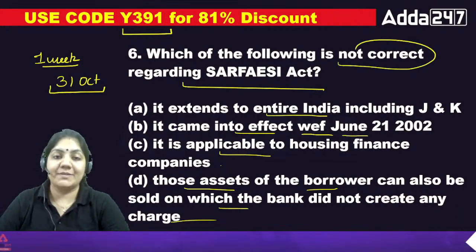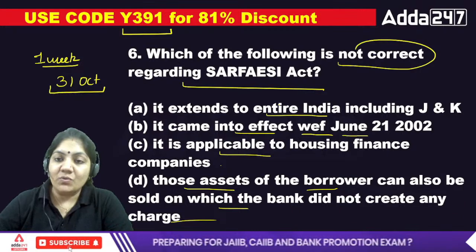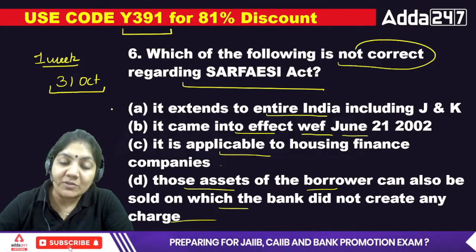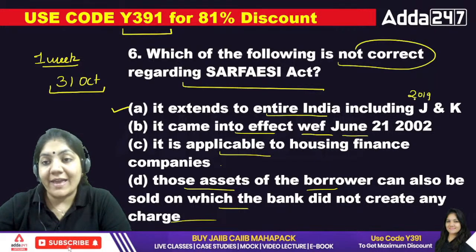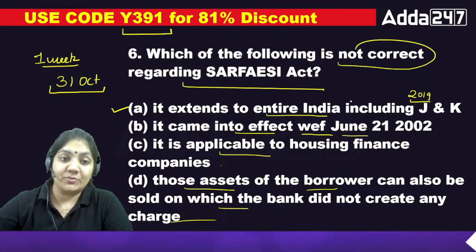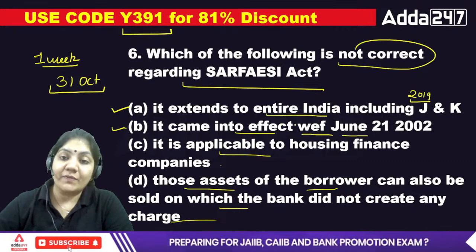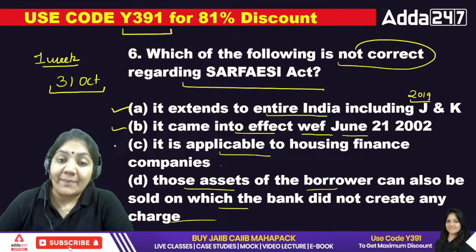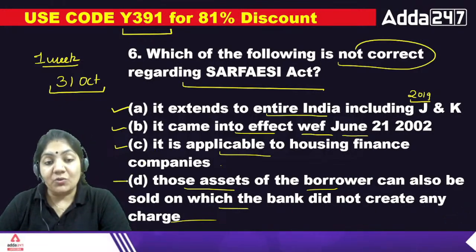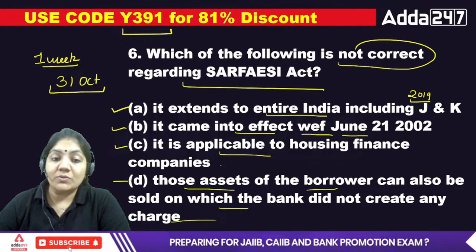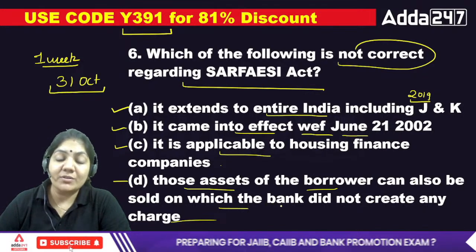Option C, it extends to whole India, including Jammu and Kashmir. That is absolutely right, because from 2019, every act is applied to Jammu and Kashmir also. B, it came into effect on June 21, 2002. That is absolutely right. It is applicable to housing finance banks. Absolutely right. D, the assets of the borrower can also be sold on which the bank did not create any charge.